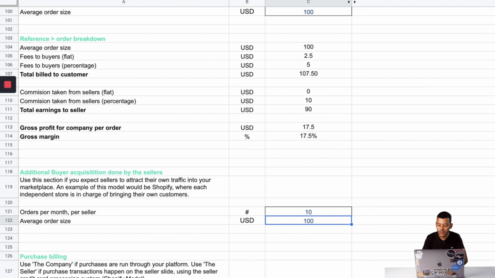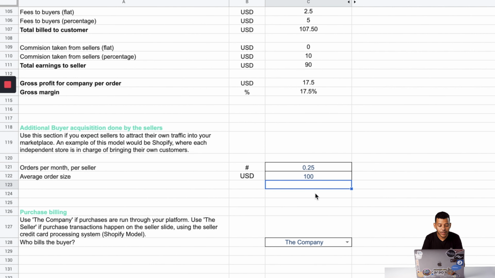The orders per month, right now let's set it to 0. Let's assume that all this traffic is going to be driven by you. Maybe you could set it to 0.1 even, or 0.225, which means that every few months, you're going to expect that there's going to be an order coming from the sellers themselves, but not on a permanent basis.